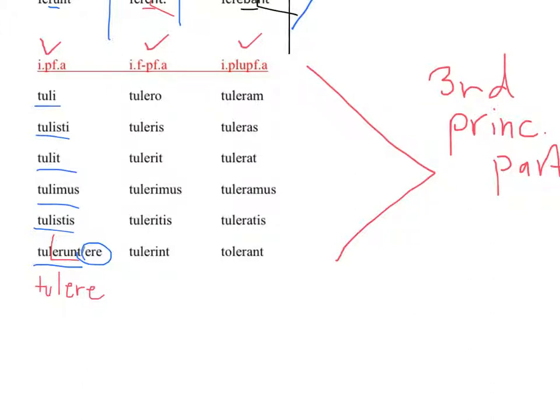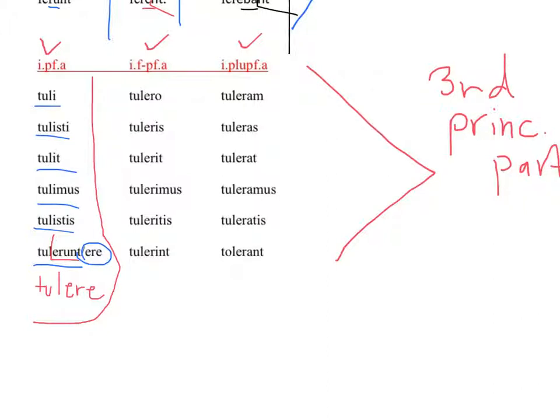This form is perfectly regular as long as you know the third principal part. Third principal part has to be memorized. When you read and you come across tulit, most of you will forget that it's related to fero because it's spelled completely differently. So you have to memorize these ones above all else.